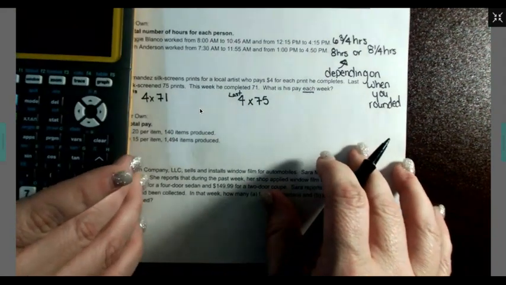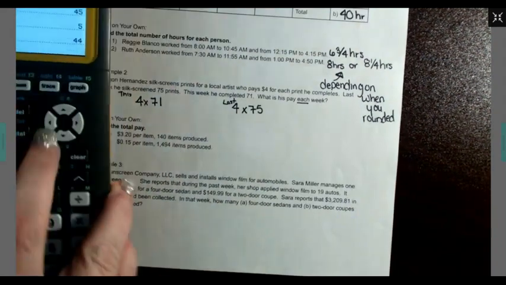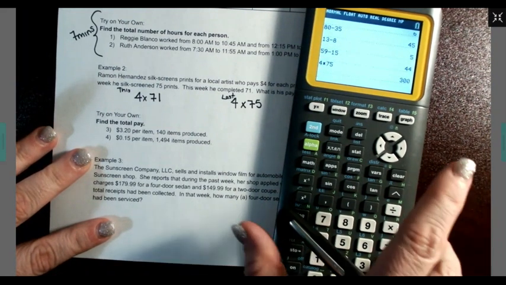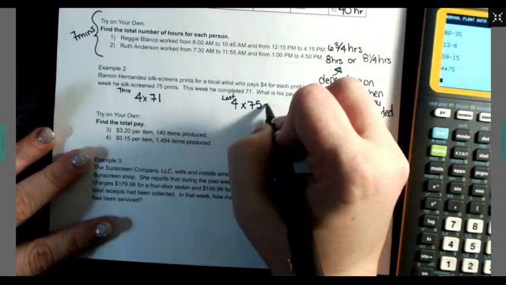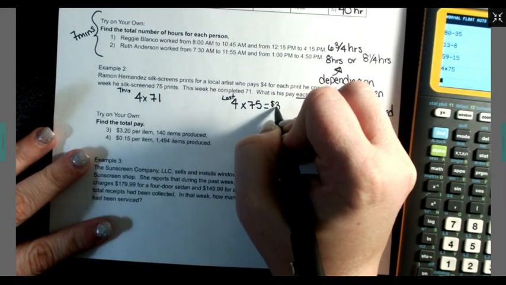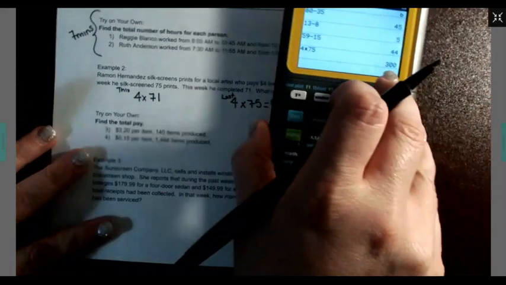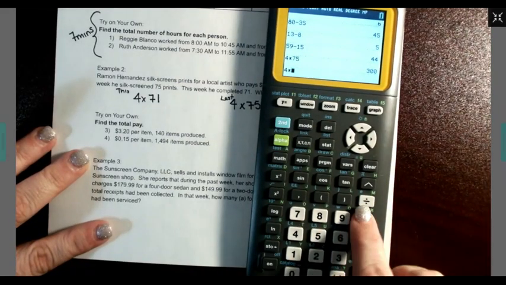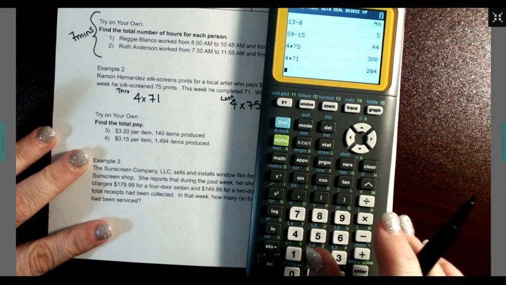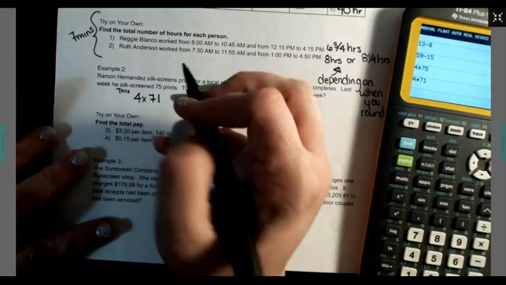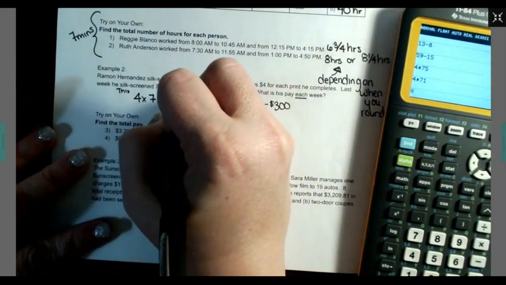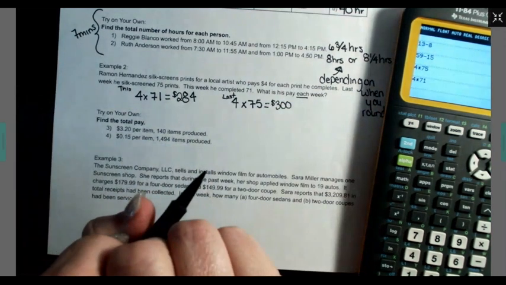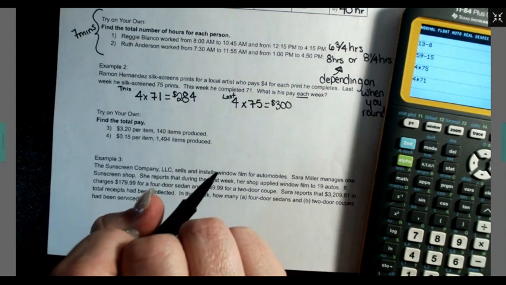So let's see what he gets paid for these two respective weeks. 4 times 75, he got paid $300 last week. How much does he get paid this week, though? Let's take a look. 4 times 71. He only gets paid $284 this week. Why do you think his pay went down? Because he didn't produce as many.